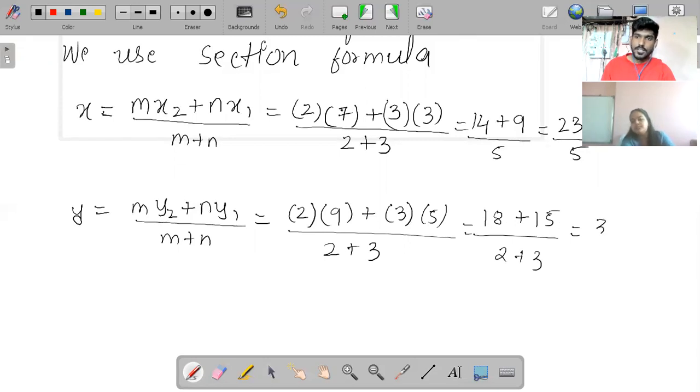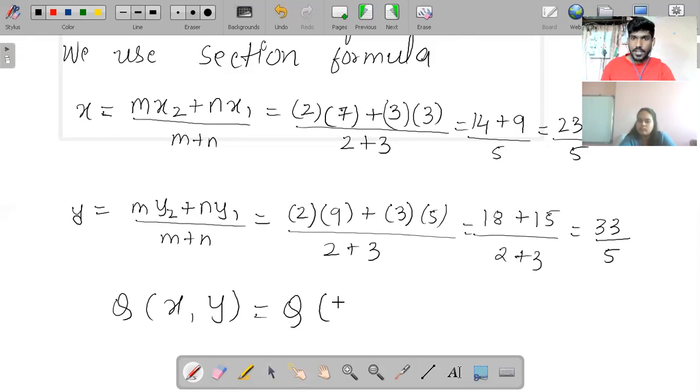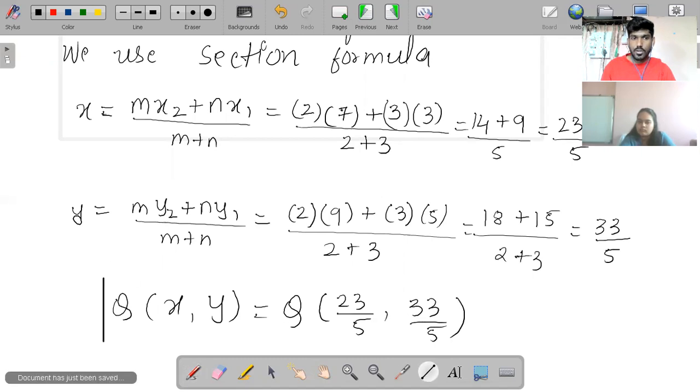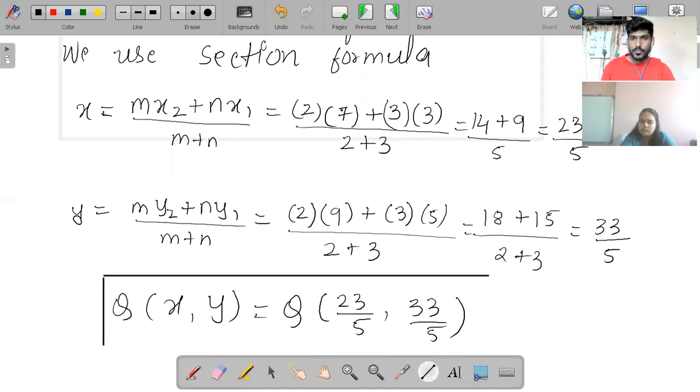33 upon 5. This also I will leave in the form of a fraction. So point Q, whose coordinates we said are x and y, we have found the values of x and y. So x is 23 upon 5, comma 33 upon 5. This is the coordinates of Q.